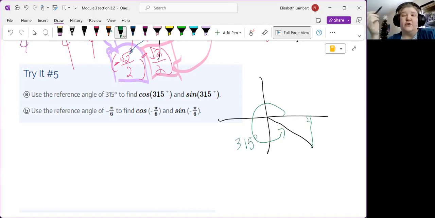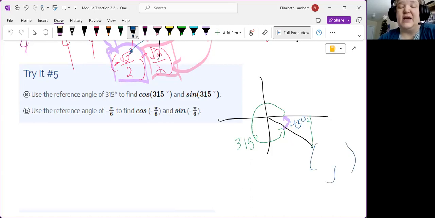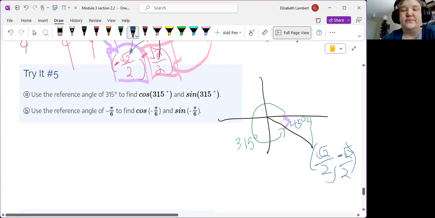So I have almost a full circle. So my leftovers to make the full complete circle is whatever I need to get total up to 360, which is another 45 degrees. All right, so we just figure out our coordinate pair, positive x, square root of 2 over 2, negative y though, so negative square root of 2 over 2. That's our cosine and our sine.